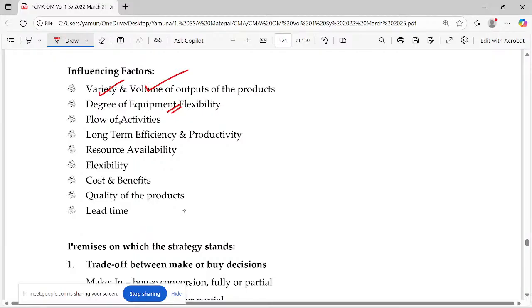Okay, just list out here. Flow of activities, there is the sequence of activities. Which one has to come, which one? Long-term efficiency and productivity will be checked. Resource availability has to be checked. How far it's flexible. Cost and benefit analysis will be done. Quality of the products and lead time. Premises on which the strategy stands.